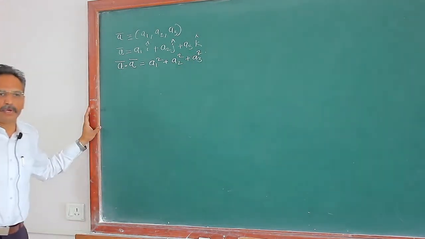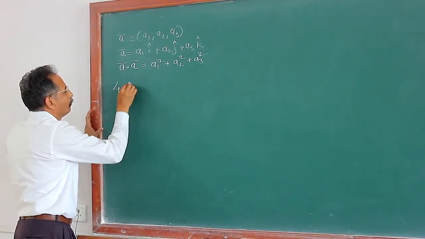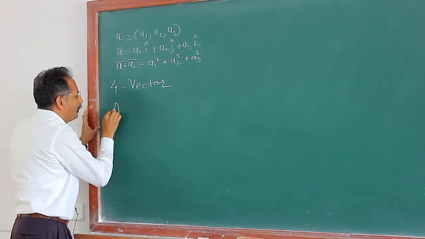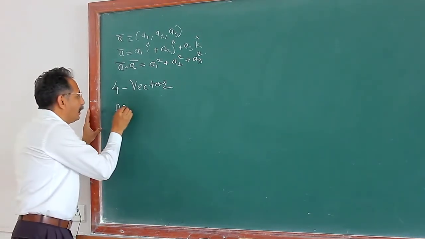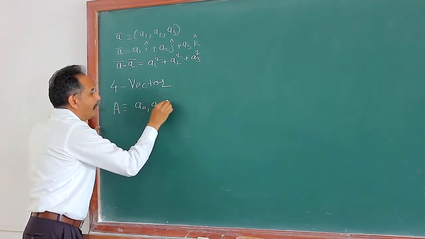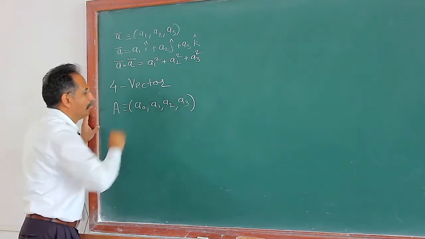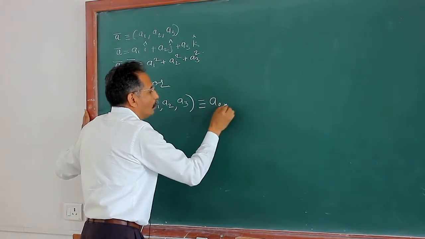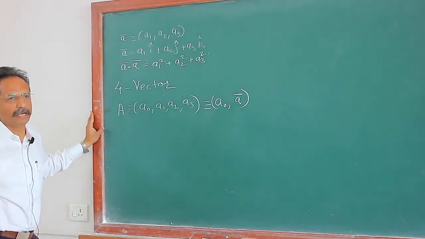So here I am going to define a new 4 vector. And I am going to use a capital letter, capital A, to represent a 4 vector, and this 4 vector has components A0, A1, A2, A3. This can also be written as A0, A bar. So A bar is your normal 3-dimensional vector.